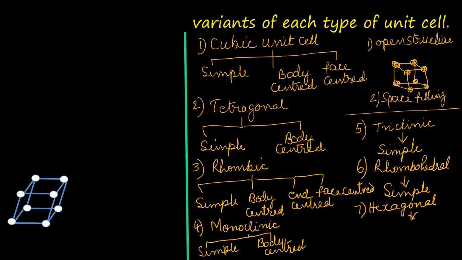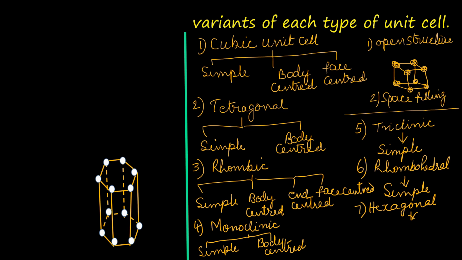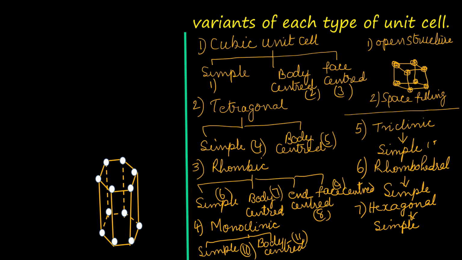The 7th one is the hexagonal with only 1 type, that is simple. The total number of variants belonging to all these 7 different types is equal to 14. These 14 different types of unit cells in 3-dimensional packing give rise to 14 different types of crystal lattices.